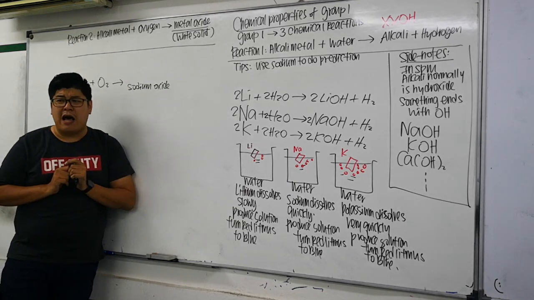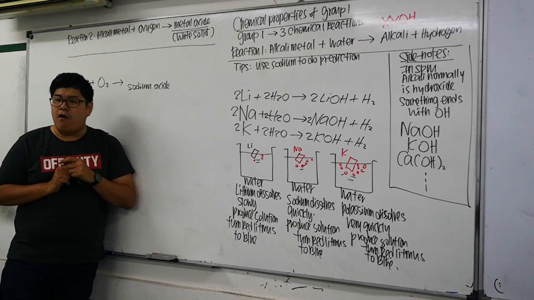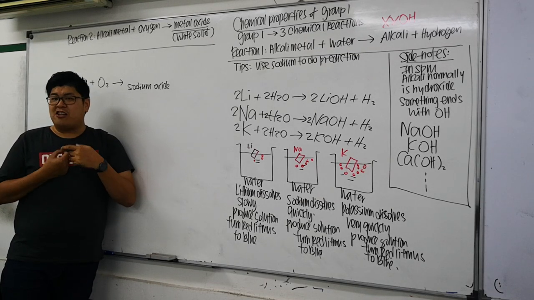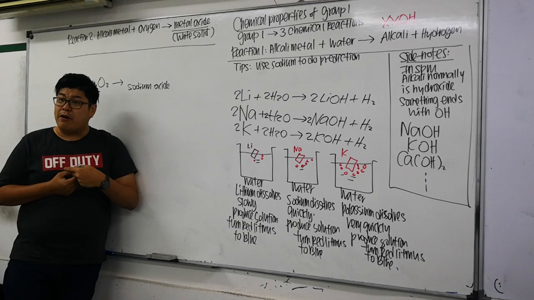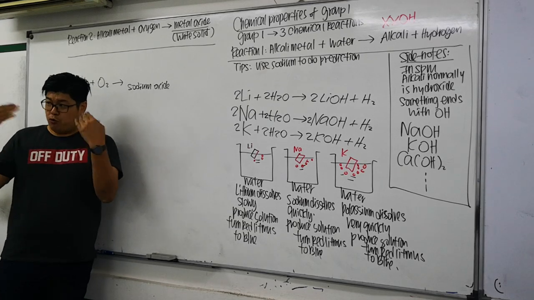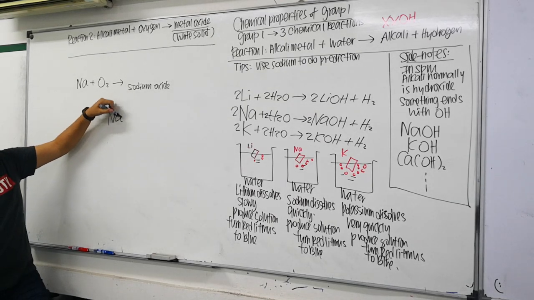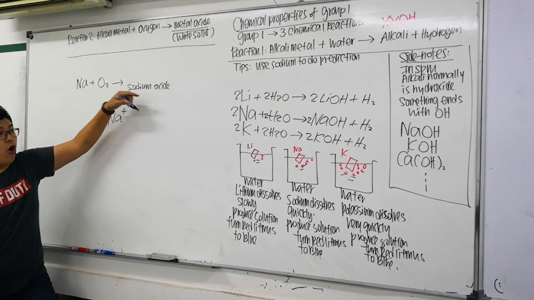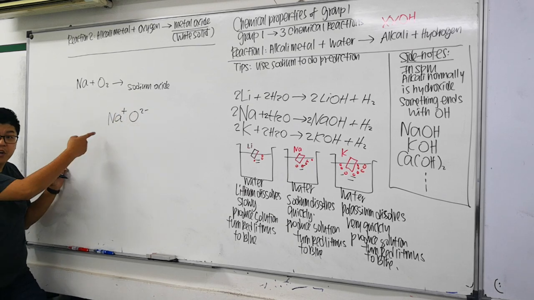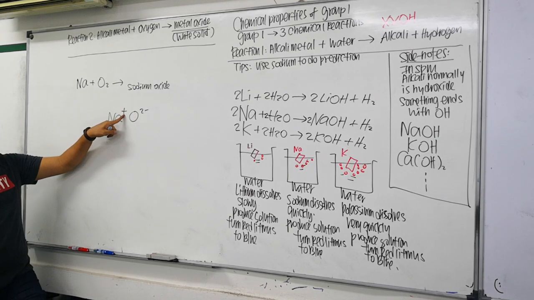I don't want the name, I want the formula. Form 4 Chapter 3 teaches us we can change the name to a formula, provided I know the charge. Do with me: what is the charge for sodium? Na+. What is the charge for oxide? O2-. Can we do the prediction? Yes. Positive 1 and negative 2.